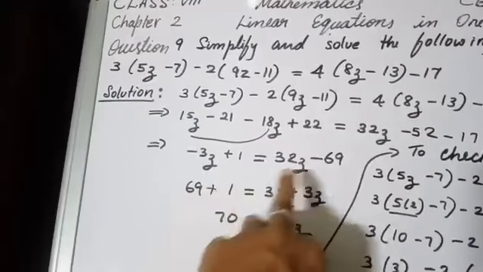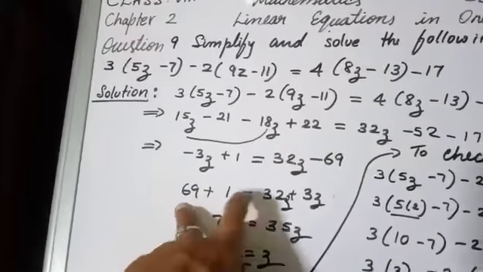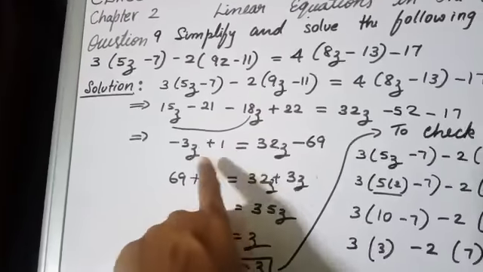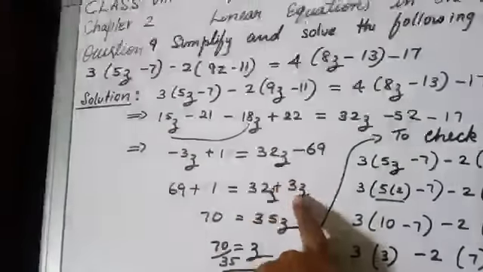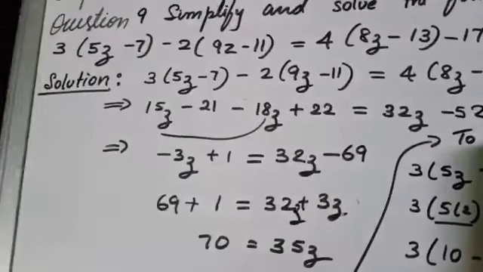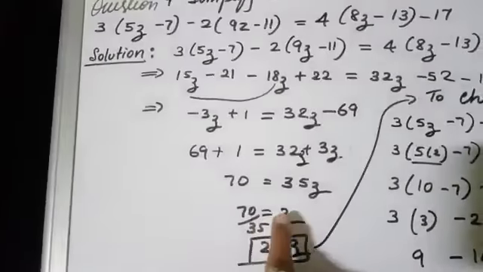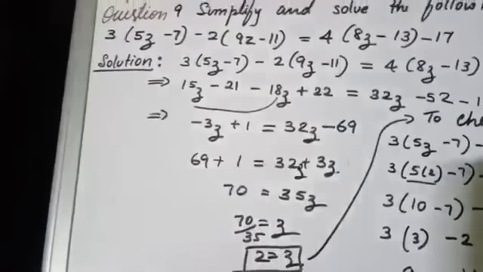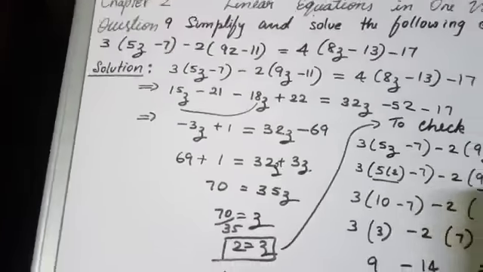So 69, if we shift this side, minus becomes plus. So 69 plus 1. Then this 32z minus 3z, if I bring it here, it will become plus. So 70, 35z is equal to 70, z is equal to 70 by 35. 35 twos are 70. So you are getting the z value 2.